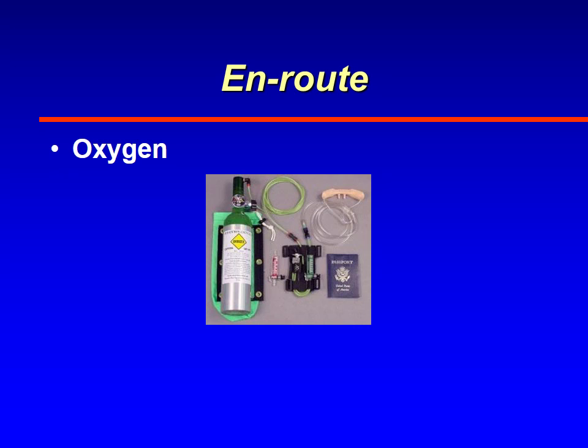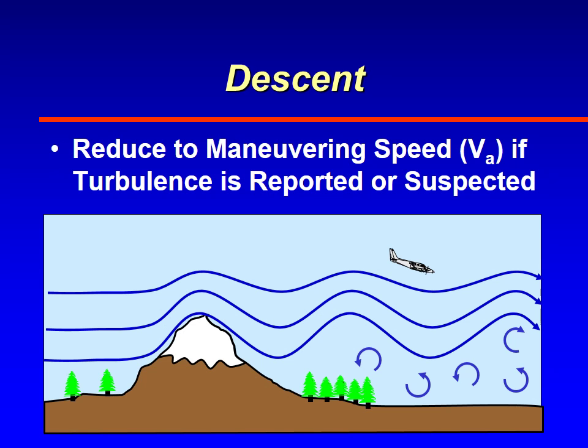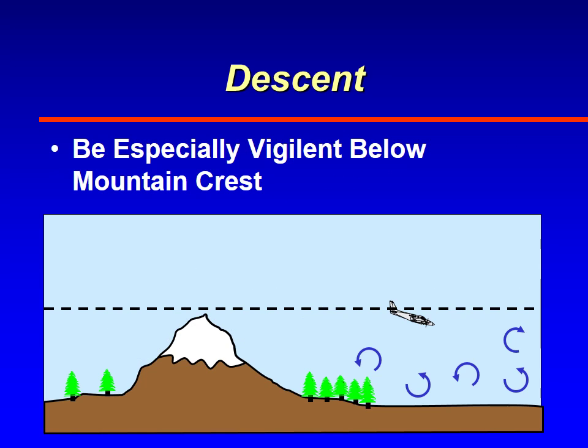Oxygen is usually a very good idea to carry in the mountains, especially, of course, if you're flying above 12,500. But it gives you another option, meaning that you can climb to higher altitudes if your aircraft allows you to do that, and fly above weather. Of course, as you descend into a mountain wave or any kind of mountain turbulence, you want to make sure that the aircraft is slowed down to below maneuvering speed. And that's especially the case as you descend below the ridge level of the mountains.